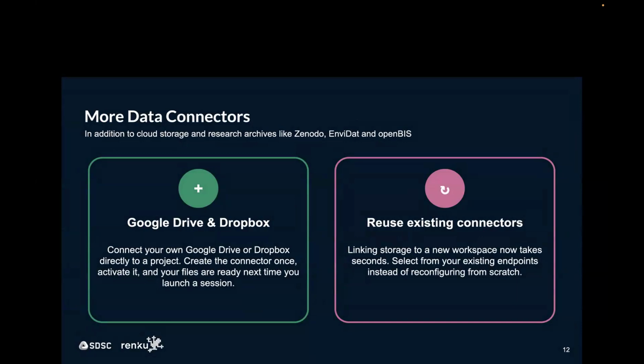So let's start with more data connectors. As you have seen in the previous slide, where we had the project page and all the available set of data connectors, there is already a wide variety of options nowadays, including research archives such as Zenodo, Envidat, and OpenBiz, as well as cloud storage systems. WebDAV technologies have already been supported since a long time. There is also Azure Blob Storage, S3 buckets, and one of the latest additions are Google Drive and Dropbox.